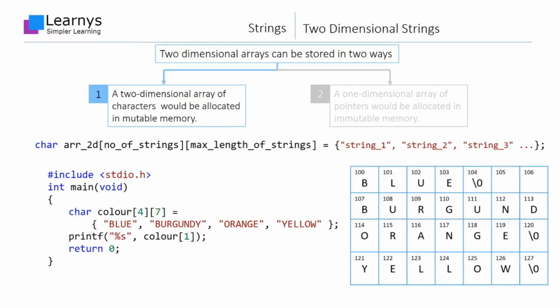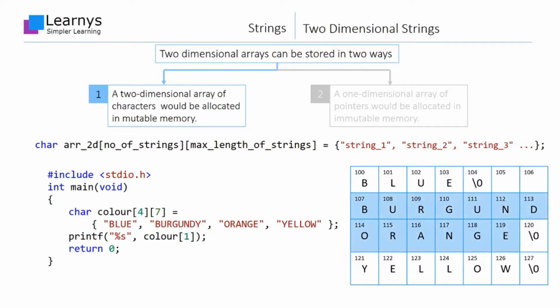This is the conceptual representation of the created 2D array. What do you think? What can be the output of the printf statement in the example? Would the program be able to print just burgundy? The answer is obviously no. The string is truncated, so it should print burgund, right? But that would not be the case either.